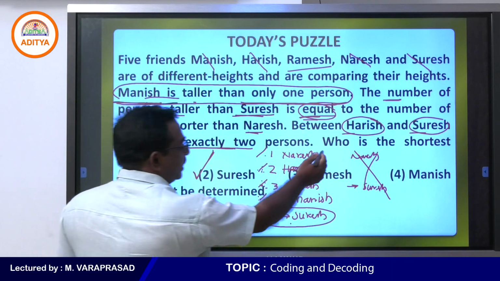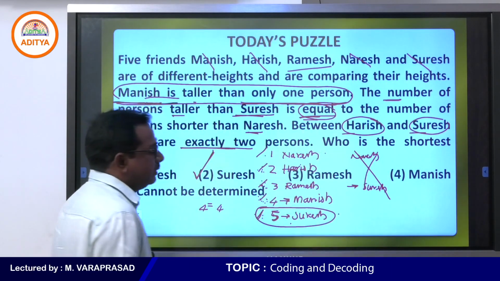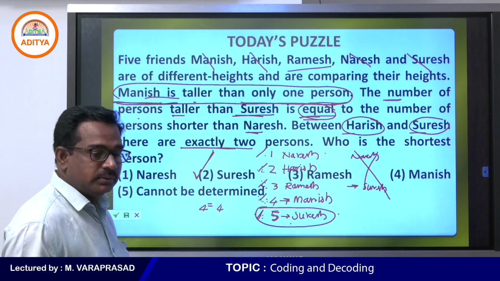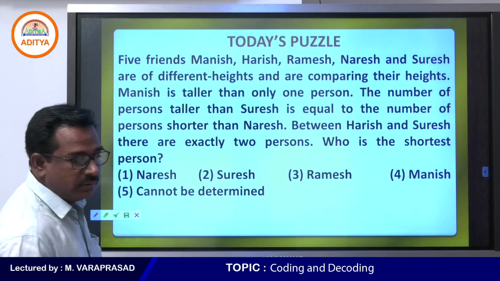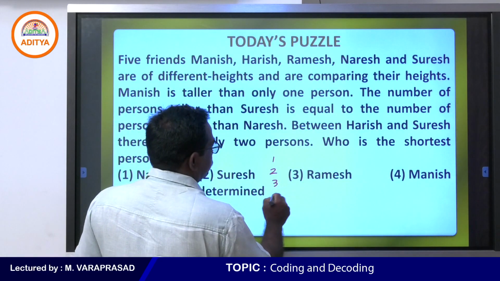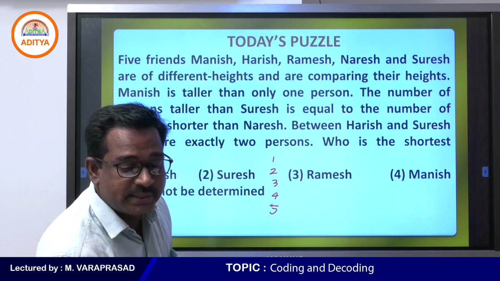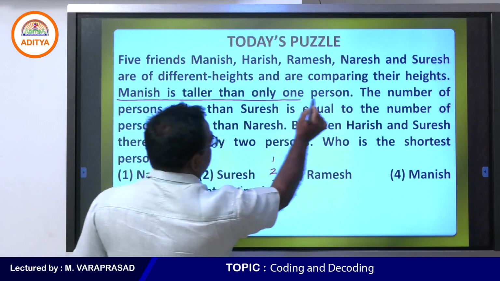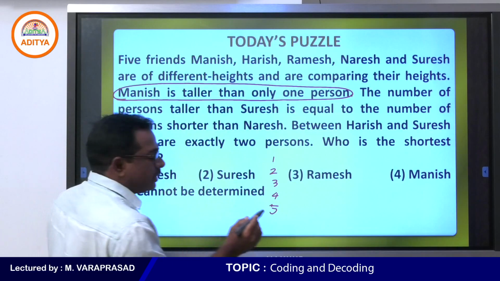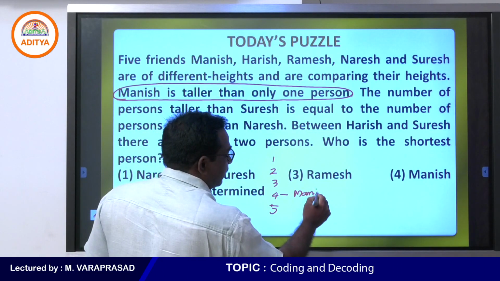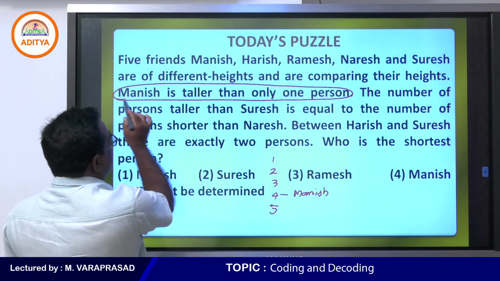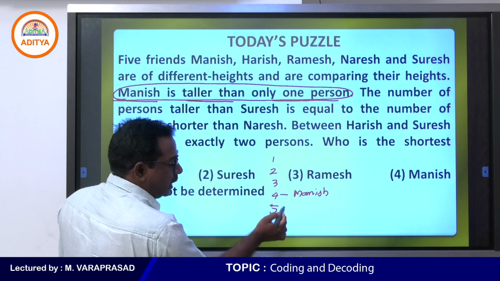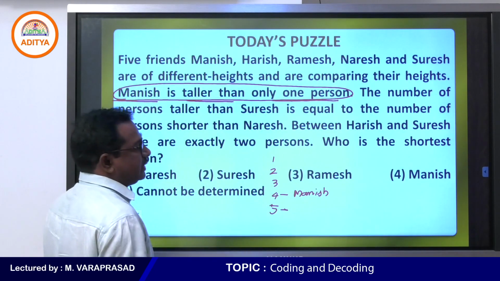Suppose if we take Naresh is here, then Suresh will come here. So then between Suresh and Manish 2 persons will not be adjustable there. So that's why I didn't take, right? Yes. Once again, 1, 2, 3, 4, 5. Just listen carefully. Yes, my students, right? The first point is Manish is taller than only 1 person. Means we can take Manish at 4th place. This is fixed here. We cannot change this one because clear condition is there. Manish is taller than only 1 person. Only 1 person. So that is fixed now.